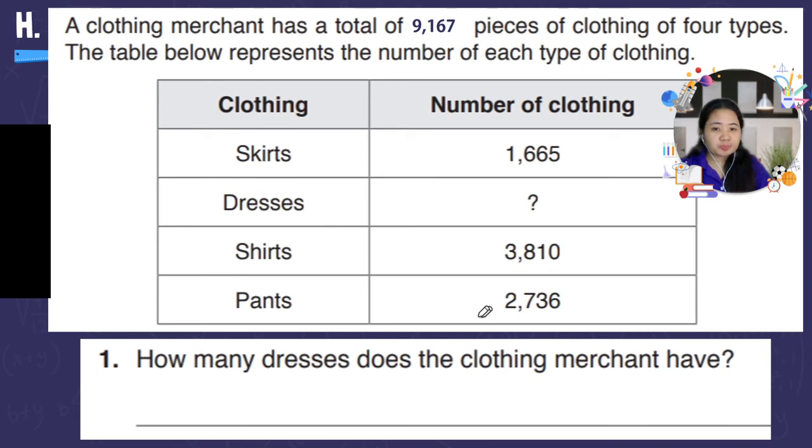Let's answer. 5 plus 0 plus 6, that will be 11. Carry 1. 1 plus 6 is 7. Plus 1, 8. Plus 3, 11. Carry 1. 1 plus 6 is 7. 7 plus 8 is 15. 15 plus 7, that will be 22. Then carry 2. 2 plus 1, 3. Plus 3, 6. Plus 2, 8. So the total of these three is 8,211. Now, let's subtract.